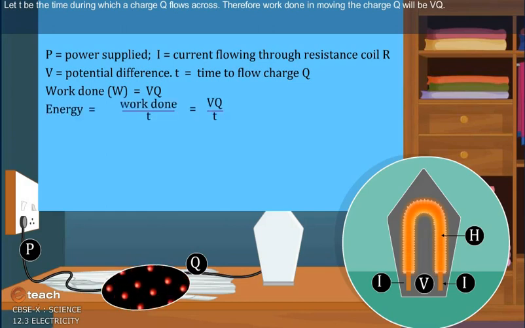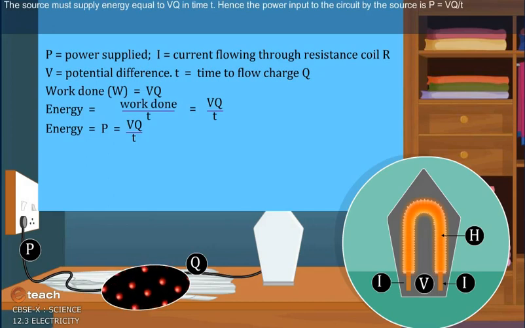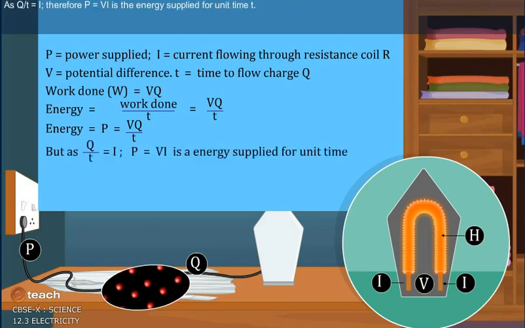Therefore, work done in moving the charge Q will be VQ. The source must supply energy equal to VQ in time T. Hence, the power input to the circuit by the source is P is equal to VQ upon T. As Q upon T is equal to I, therefore, P is equal to VI, the energy supplied per unit time.